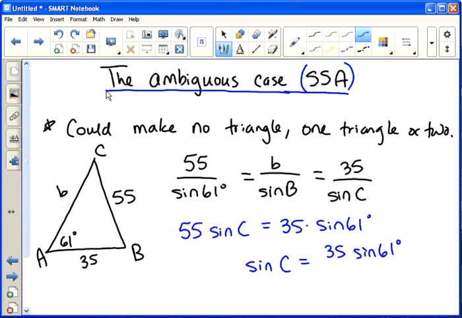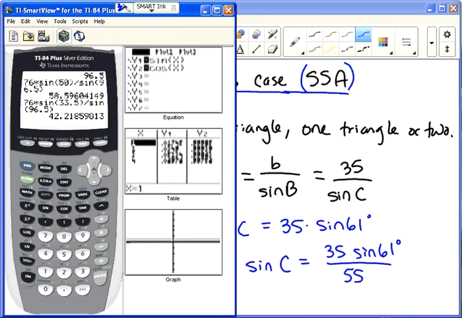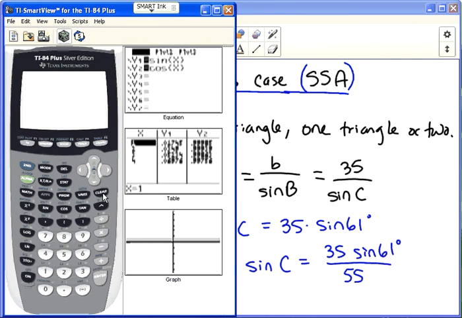So let's pull up the calculator and see what that gives us. 35 times the sine of 61 degrees divided by 55. Okay, so I get 0.55657. Okay, so I'll write that here, 0.5565.